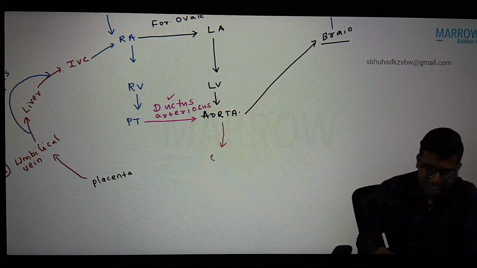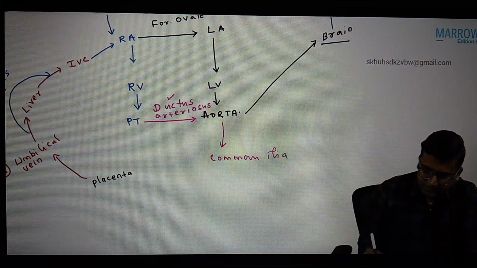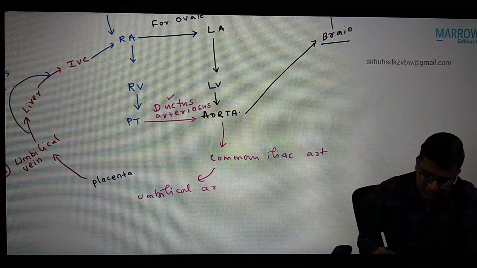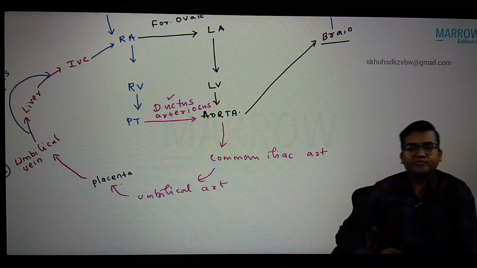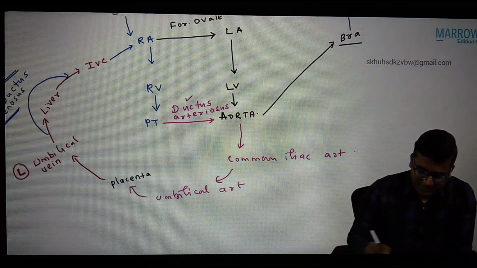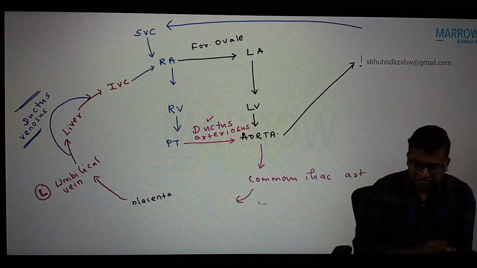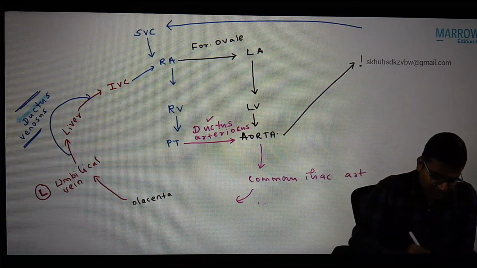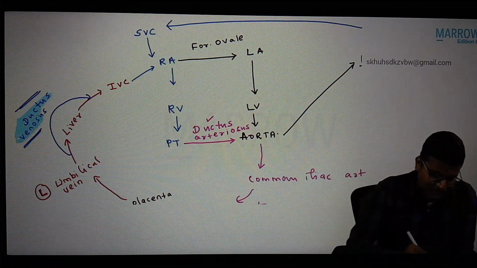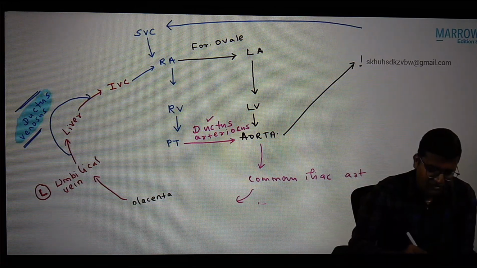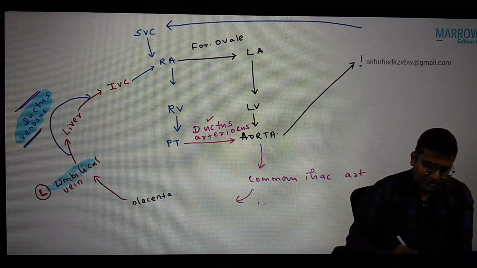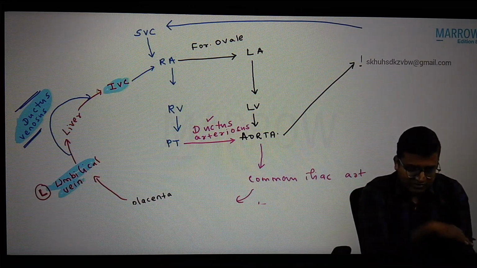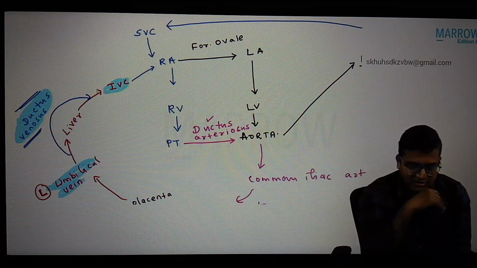Now from the aorta, the common iliac artery. From the common iliac artery arises the umbilical artery, and this umbilical artery in turn ends in the placenta. So that's all about the fetal circulation, right? Now that the circulation is over, we will discuss the shunts. The first one is the ductus venosus. The ductus venosus is a shunt connecting the left umbilical vein to the IVC without passing through the liver. Without passing through the liver, the blood from the left umbilical vein is given directly to the IVC. That is the ductus venosus.